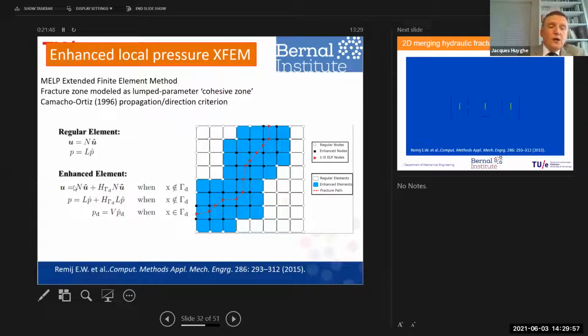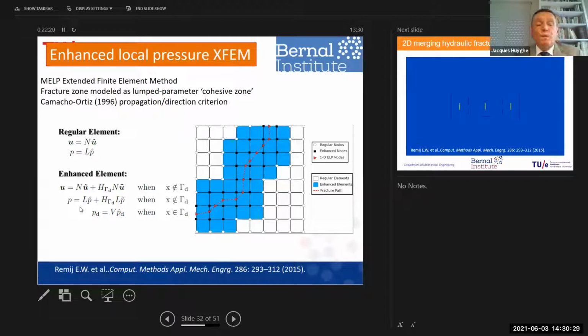Now, the way that is done: in a regular element, we have a displacement which is described by a shape function times nodal values. Here we also have displacement described by a shape function and nodal values, only we enrich it with a discontinuous shape function, which is this H times nu, and that allows us to describe a discontinuity in the displacement.